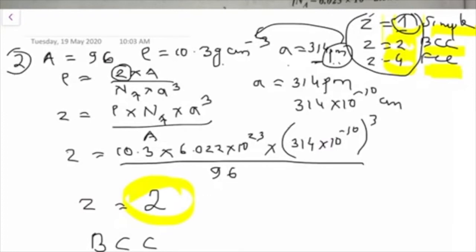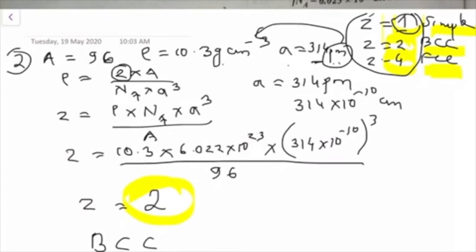If it is coming 1.99, don't forget that you have to take it as 2. Maybe 1.9, 2.04 or maybe 4.1. Don't expect exact number 4. You may get very close to 4. It's all because of the value of Avogadro's number that we take. So you can round it off to the nearest, and don't write the final answer in decimal. It may come in decimal, but you'll round it off to the nearest number, and that will be either 1 or 2 or 4.